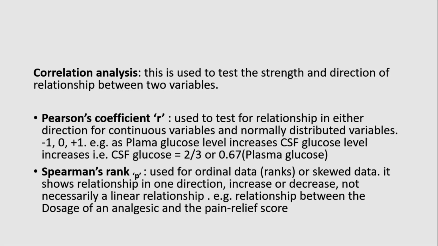like the plasma glucose, which is 2 over 3. As one is increasing, the other one is also increasing. Here, you might have a direct relationship where as one variable is increasing, the other one is increasing. But at a point, there might be no difference.